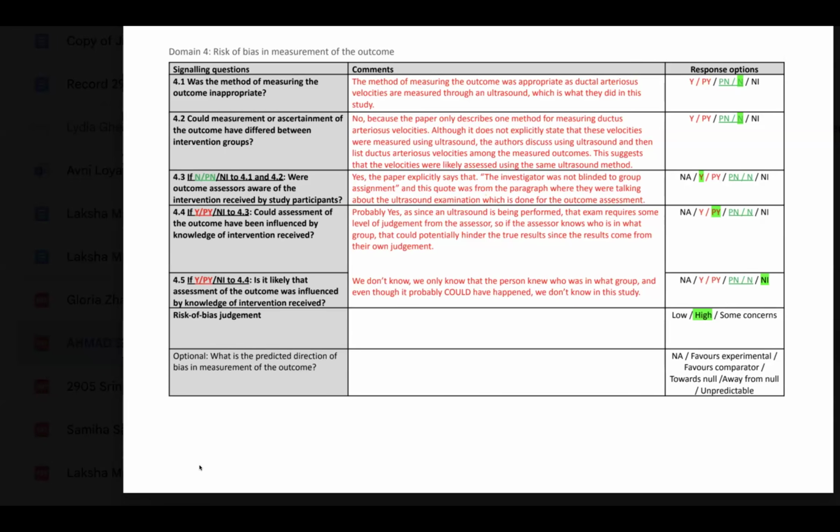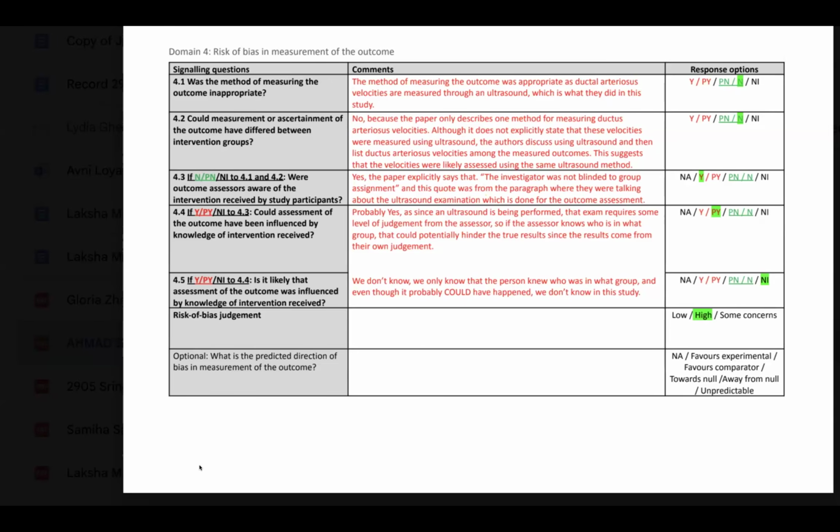He had said no information, and he said, we don't know. We only know that the person knew who was in what group, and even though it probably could have happened, we don't know in this study. What did I put for this? I put probably no for this one. What did you guys put? I think since we answered probably no for 4.4, we wouldn't have to do 4.5. Oh, yeah, you're right. Okay.